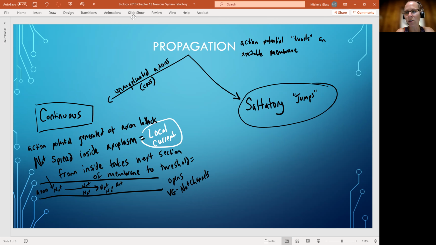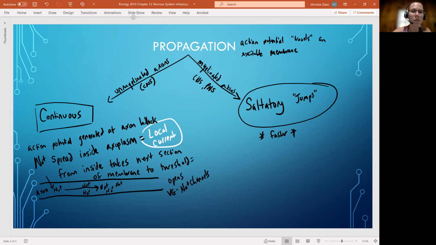Now, in the case of the saltatory propagation, this is happening with your myelinated axons. So everything in the peripheral nervous system is going to be myelinated. And then obviously you're going to have some myelinated axons that are in the spinal cord and the brain as well. So we'll see myelinated axons and saltatory propagation in both the central nervous system and peripheral nervous system. Now the idea here is that we're going to be jumping. And so this is faster.